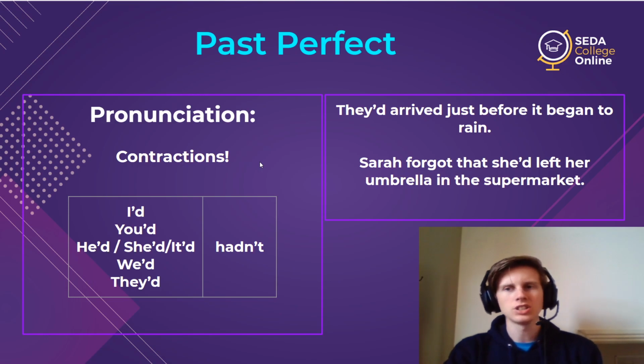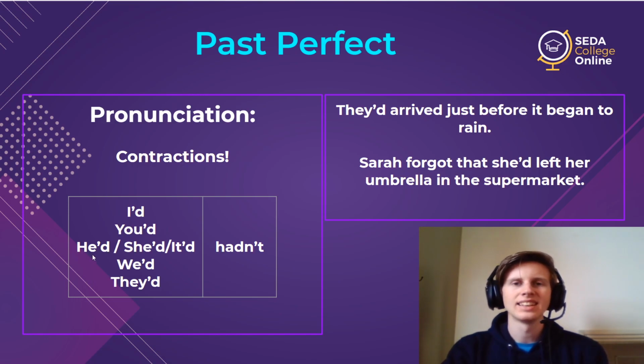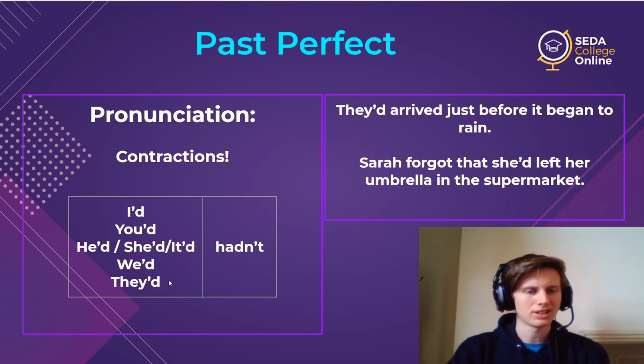I'll say the contraction, you repeat after me. So I'd, you'd, he'd, she'd, it'd, yeah, that one's a little strange. It'd, we'd, and they'd. So those are the positive contractions.